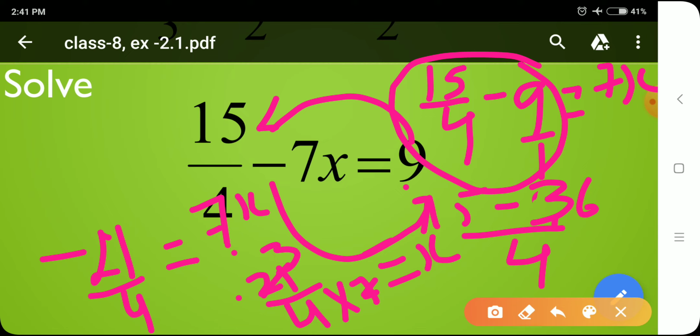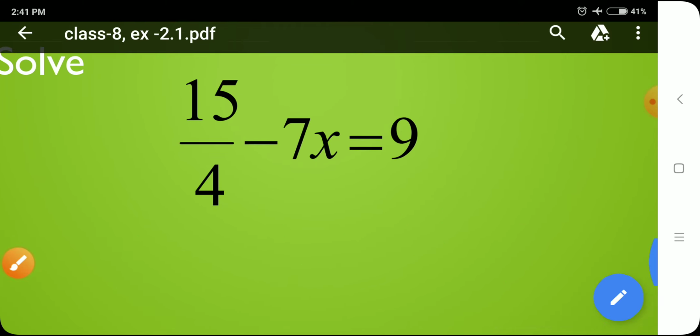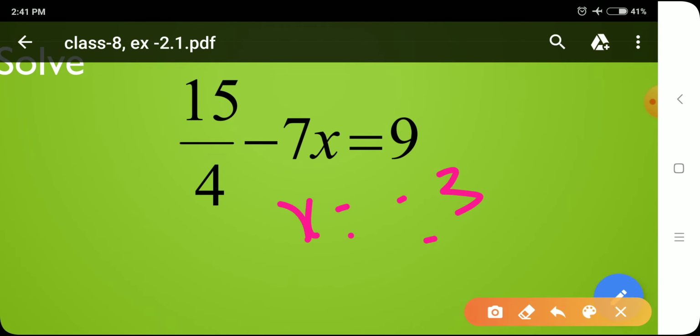After cancelling 7 into 7 to 21, you will get 3. So it will become minus 3 by 4. Minus sign is already there. So x is equal to minus 3 by 4 is your answer. So you see that x is equal to minus 3 by 4.